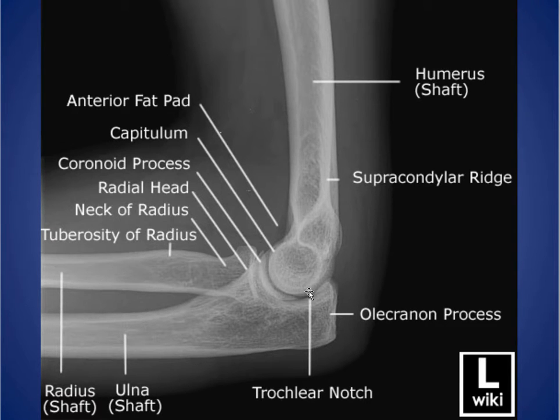Continuing around, you have the trochlear notch of the ulna, radial head here. This little piece of bone is the coronoid process off the ulna, and then again the radial head articulates with the capitellum, which you can see in profile here.